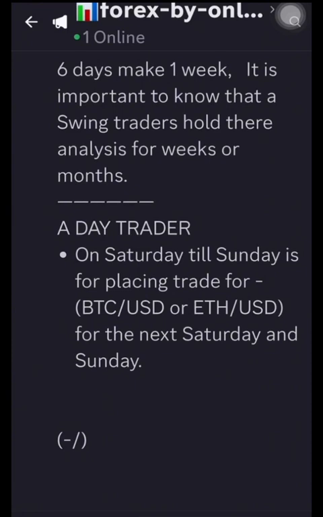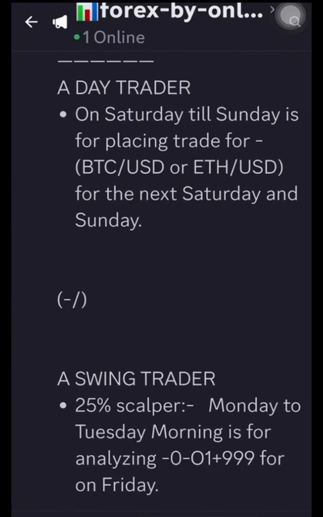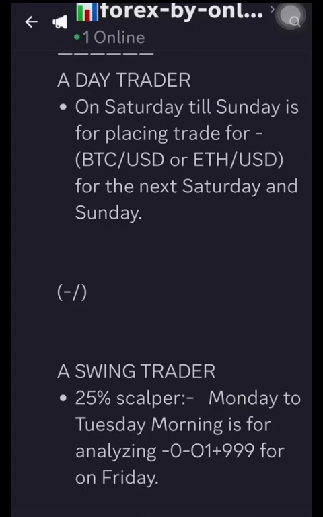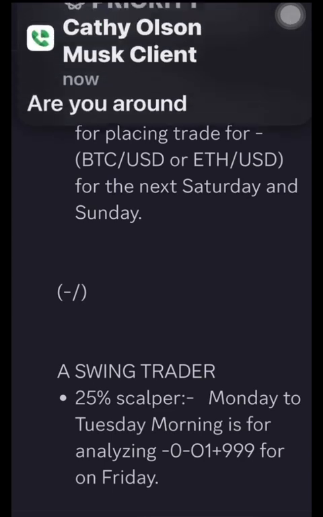Since you note that 6 days make 1 week, for a day trader, Saturday till Sunday is for placing trades just like this. Early on Saturday morning, once you wake up, you can do anything, your house chores, whatever you want to do. Then once you get into Forex that Saturday, BTC USD or ETH USD is the only market that will be running at that time. So just place each swing trade anyhow.